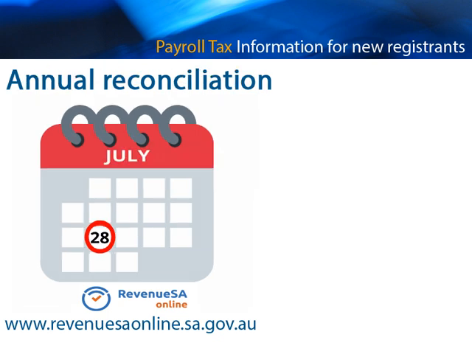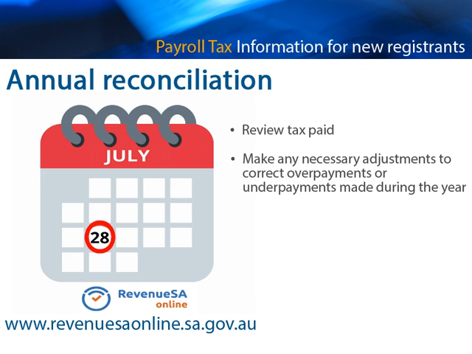At the end of the financial year, you are required to lodge an annual reconciliation by the 28th of July. For annual payers, this is the only lodgement required for the year. The annual reconciliation gives employers the opportunity to review their tax paid for the financial year, make any necessary adjustments to correct overpayments or underpayments made during the year, and confirm a registered employer's status.